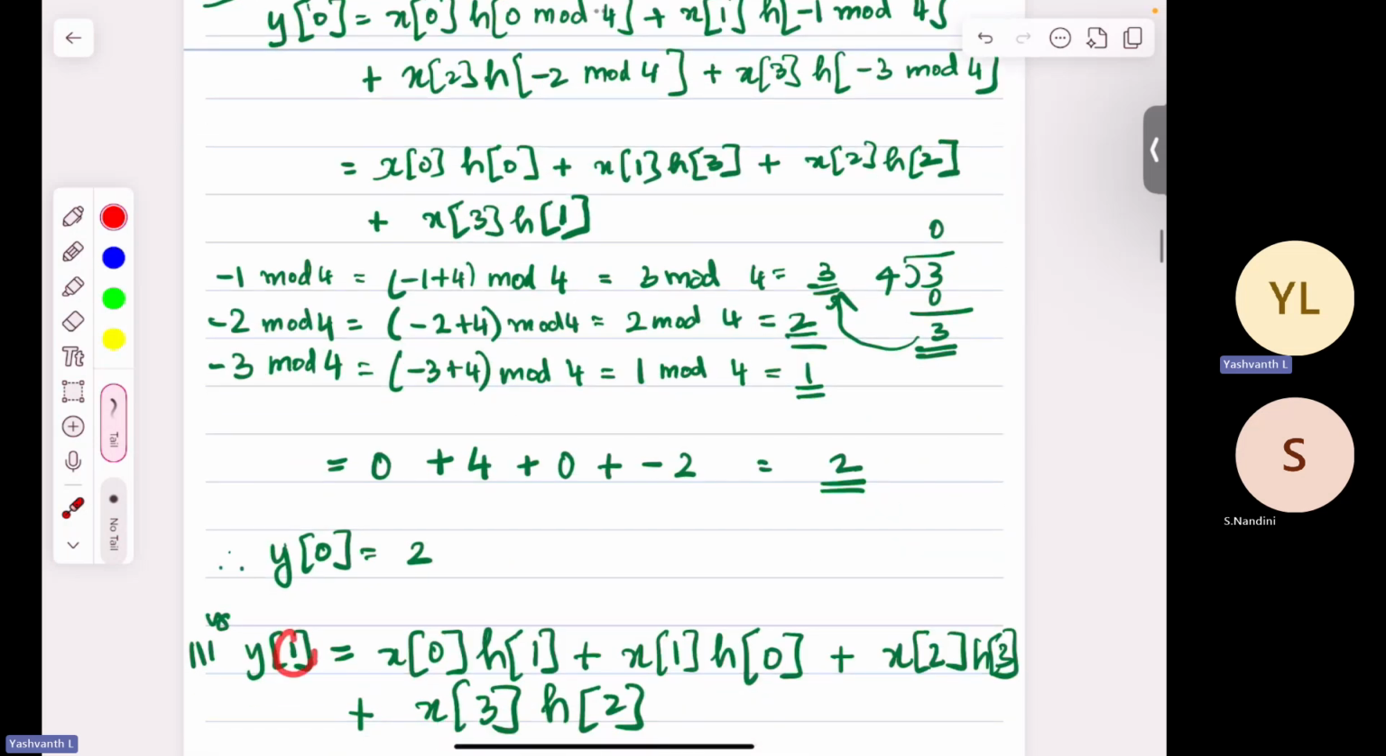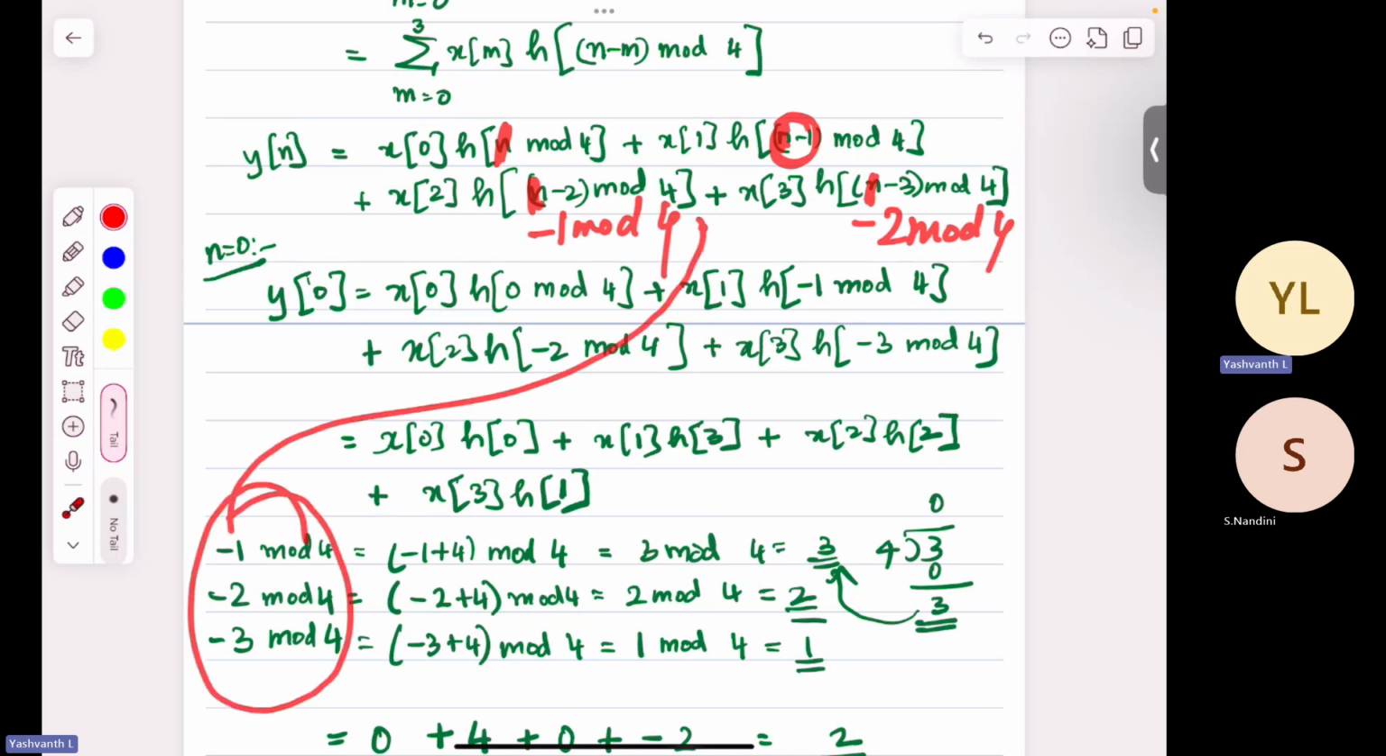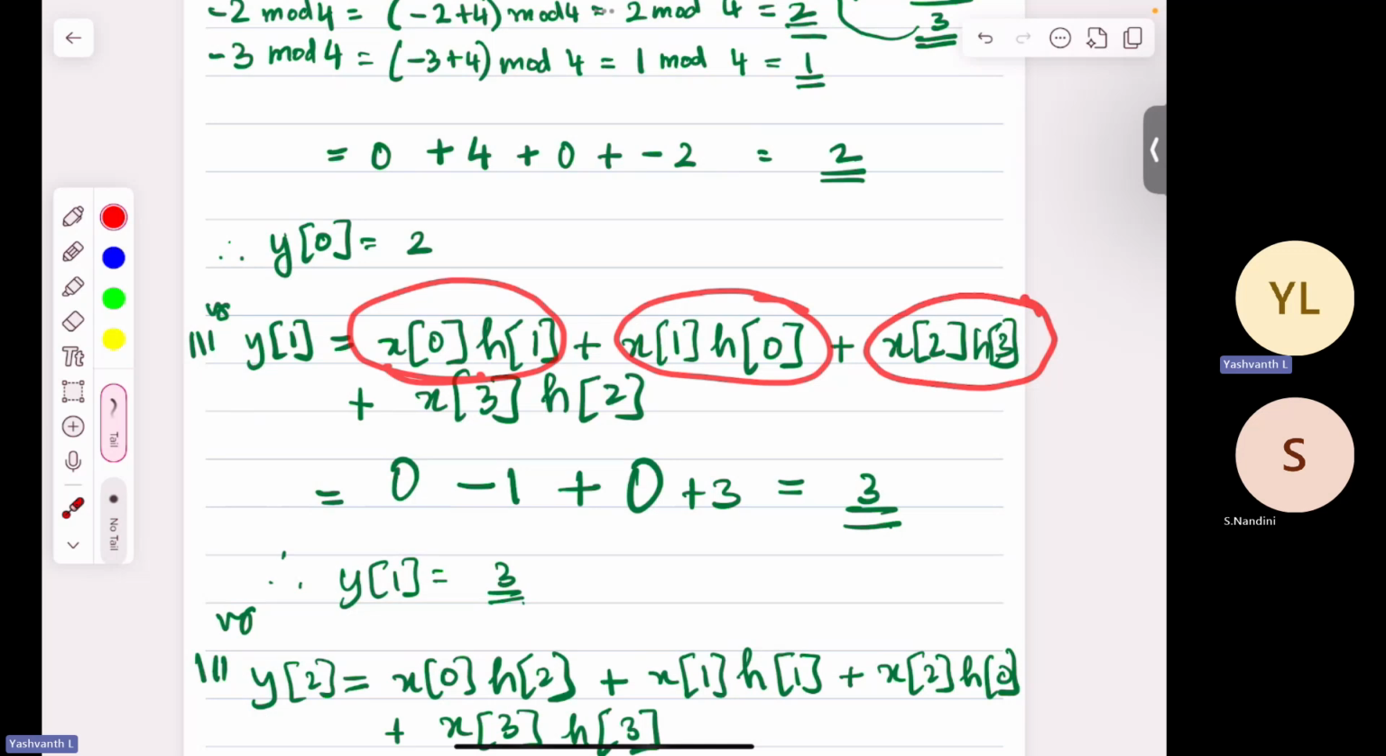Similarly, if I want y of 1, then I put n equal to 1 here. So 1 minus 1 is 0 mod 4. Then 1 minus 2 is minus 1 mod 4, and again this will be 3. And this will be minus 2 mod 4, which is 2. Again, use these properties in the above equation. Then you can show that y of 1 will be x of 0 into h of 1 plus x of 1 into h of 0 plus x of 2 into h of 3 plus x of 3 into h of 2.